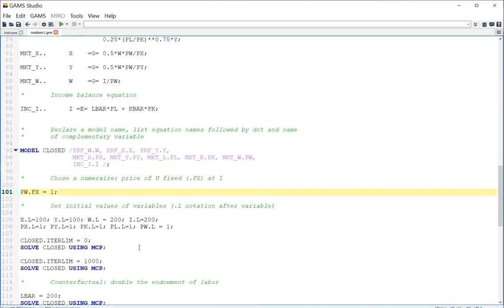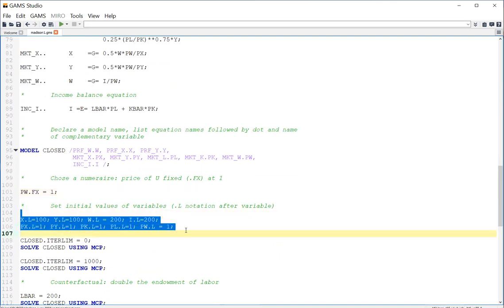Okay, nonlinear problems. It's important to set starting values that are at least non-zero. In some cases you may not know what they are, but just set them. And the notation is this .L notation, which, as I've said before, is not fixing the variable, that's .fx. This is just setting a level, which will then be changed as the solution algorithm goes through.